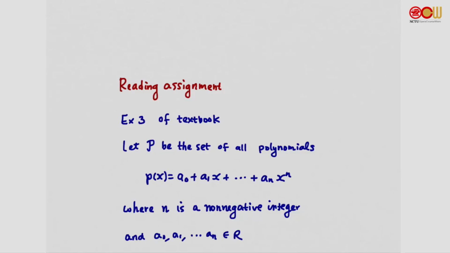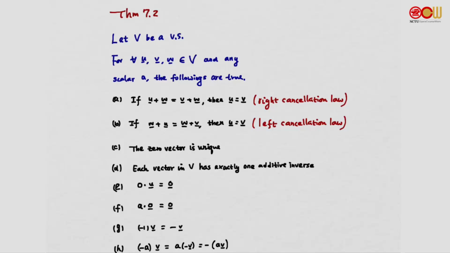A very important class of functions is the class of polynomials. There's one example in the textbook. P is the set of all polynomials. p of x is equal to a0 plus a1 x up to an x to the n, where n is a non-negative integer, and all these coefficients a0 to an are scalars. And P is the set of all polynomials of this form. And we will leave example 3 of the textbook in 7.1 as a reading assignment.